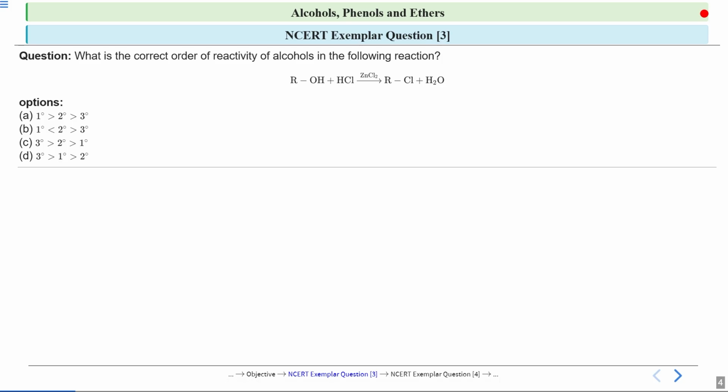So first we are going to solve NCERT Exemplar question number 3. So let's see what this question is saying. It is asking what is the correct order of reactivity of alcohols in the following reaction. A reaction is given to you, and you have to tell the correct order of reactivity. 4 options are given. You have to choose the correct answer. So I am giving you some time to think and then we will discuss.